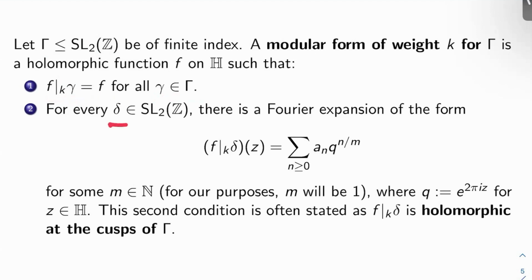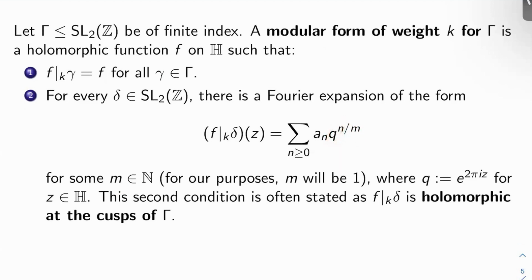And then for every δ in SL2(Z), so not just the δ in Γ, but all δ in SL2(Z), there is a Fourier expansion of the form f bar_k δ of z equals the sum over integers n at least 0 with Fourier coefficients a_n times q to the n over m for some m. Now, for our purposes, m will always be 1. Okay, so you can just think of this as q to the n here. And what is q? It's e to the 2πiz for z in H.